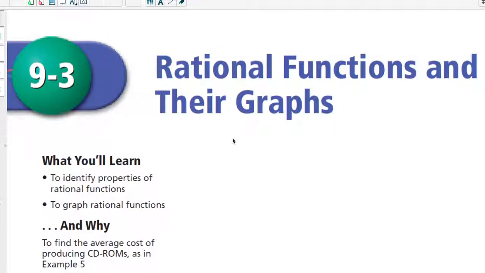Alright guys, let's begin our adventure with 9.3, rational functions and their graphs. We have three examples that we're looking at today. We're going to be looking at points of discontinuity, vertical asymptotes, horizontal asymptotes, and a lovely little thing called a hole in a graph. Right?